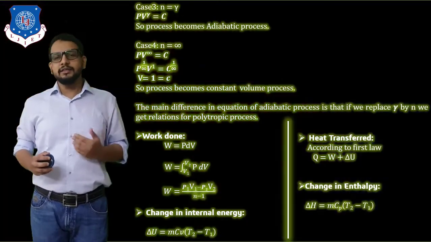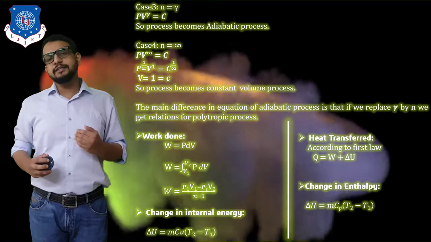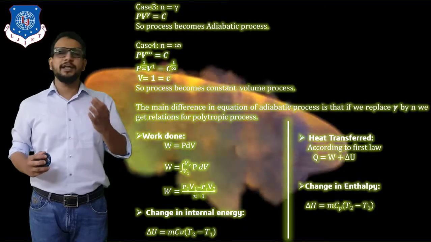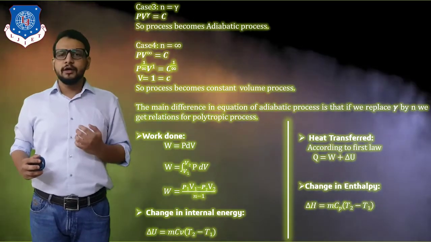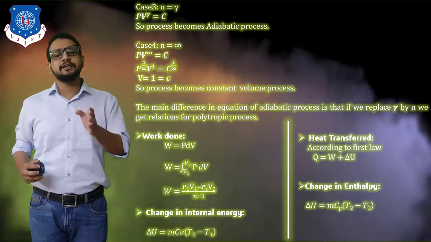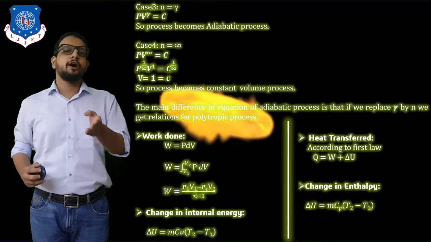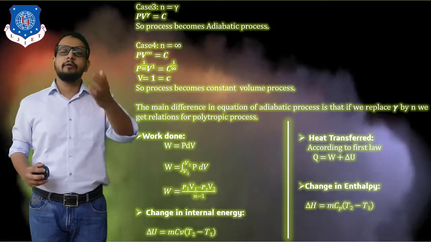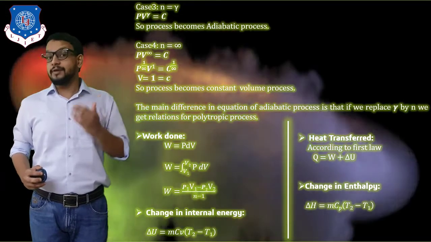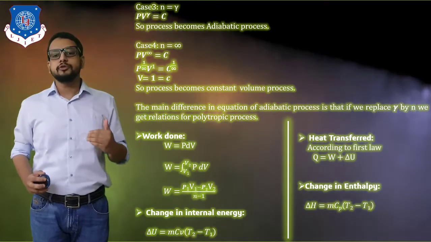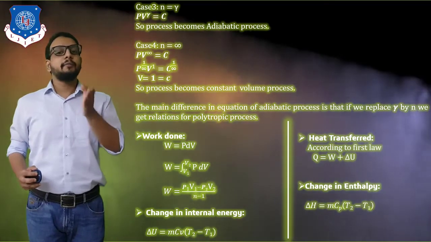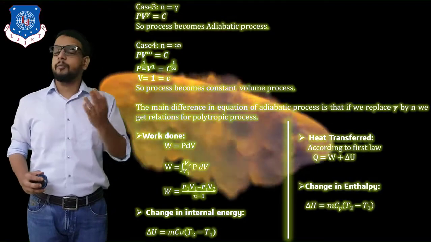So while determining these 5 things, we can say that the equations for the polytropic process and the adiabatic process are going to remain the same as we have derived for our adiabatic process. In this case, we just need to replace the value of gamma, that is the adiabatic index, by our polytropic index, small n, right? So we can get the equation same as an adiabatic process. I have mentioned it over here. The main difference is that if we replace gamma by n, we can get the relations for a polytropic process.